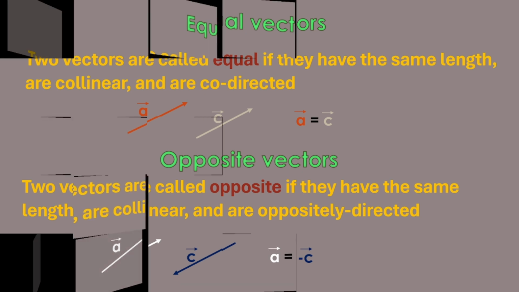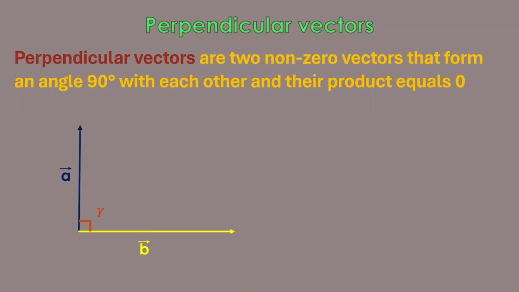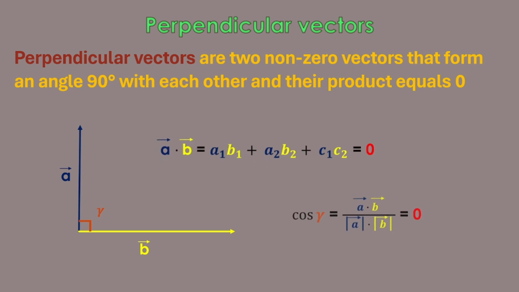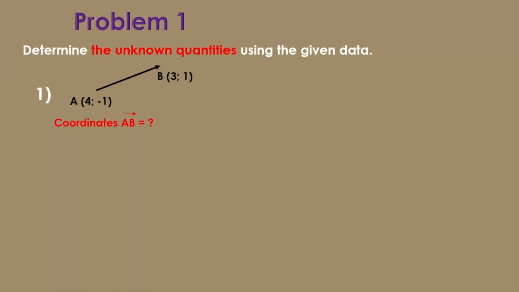Next. Perpendicular vectors are two non-zero vectors that form a 90-degree angle with each other, and their dot product is 0. And the cosine of this angle will be 0 because the cosine of 90 degrees is 0. Problem 1. Determine the unknown quantities using the given data. And so we have a vector, its coordinates of the end of the vector and the beginning are given.